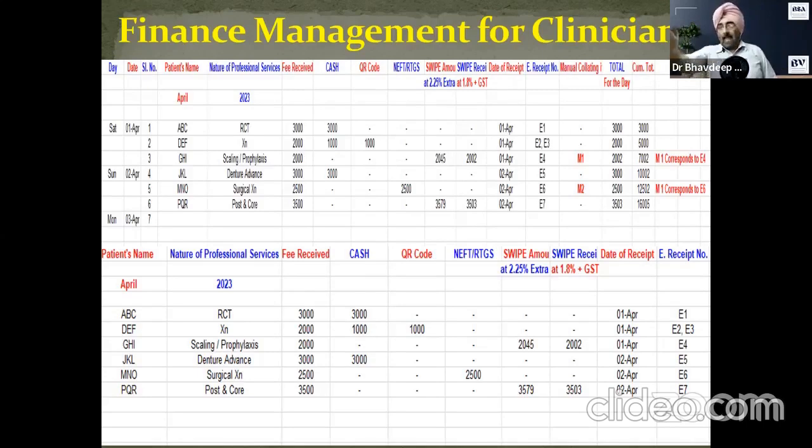E4, M1. The M1 was the number of receipt. For example, the receipt number is 101 or M1, you can say, whatever the number. M1 corresponds to E4. Write it on there where you're doing it. Manual collating is correlation of the 2 receipt books.